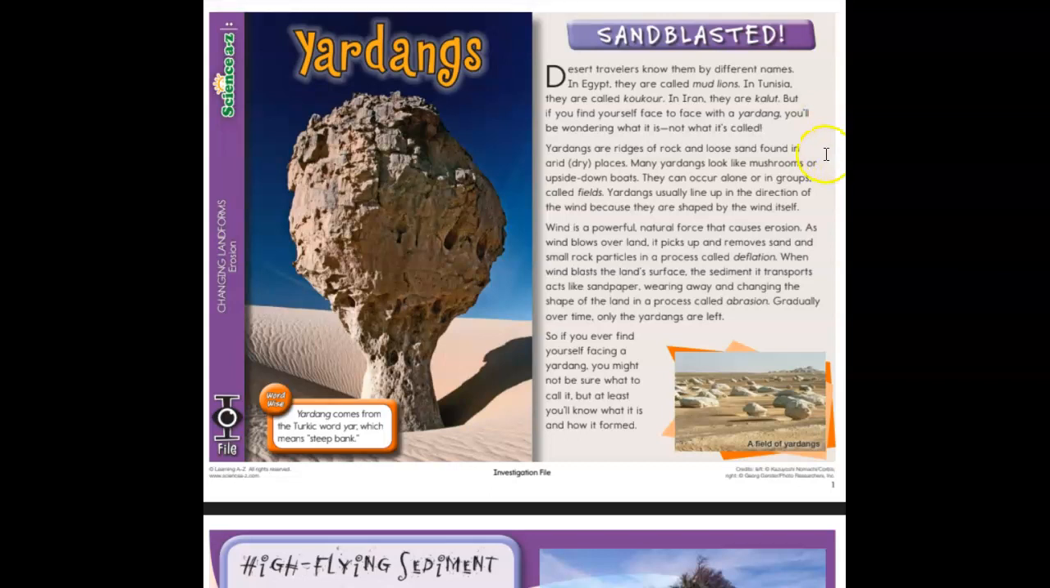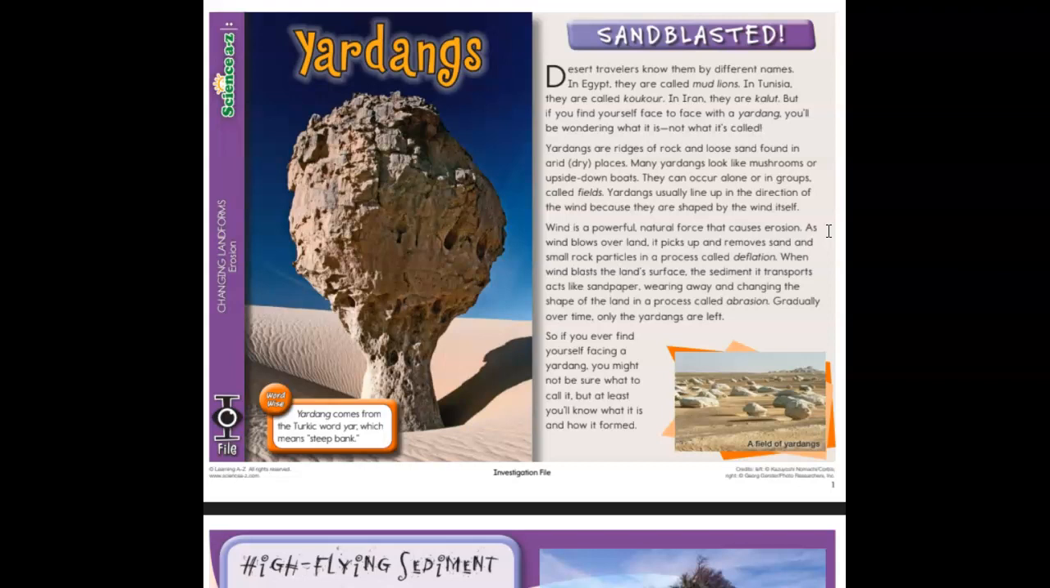Yardangs are ridges of rock and loose sand found in arid or dry places. Many yardangs look like mushrooms or upside down boats. They can occur alone or in groups, called fields. Yardangs usually line up in the direction of the wind because they're shaped by the wind itself. Wind is a powerful natural force that causes erosion. As wind blows over land, it picks up and removes sand and small rock particles in a process called deflation.